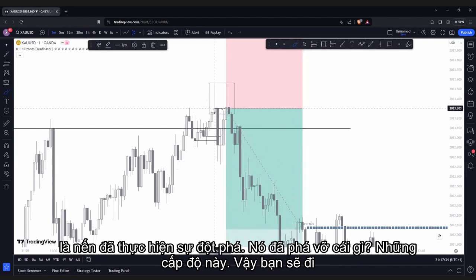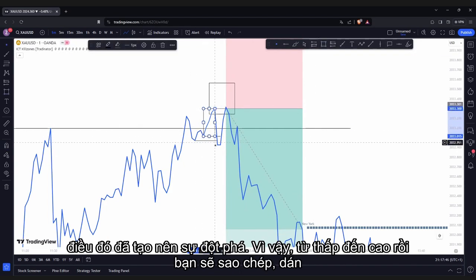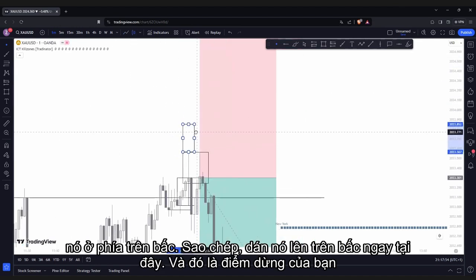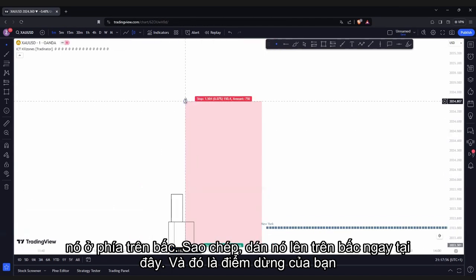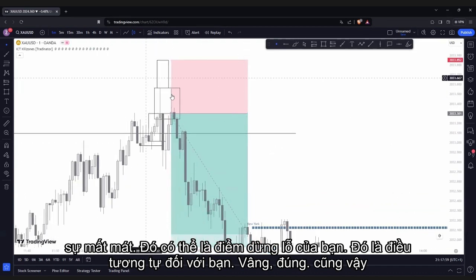So you see this is the candlestick that did the breakout. Okay, it broke what? These levels. So you're gonna take the breakout range. It's going to be from the low that got broken to the high that made the break. So from the low to the high, and then you're gonna copy, paste it above the wick right here. And then that is your stop loss. Okay. That could be your stop loss.